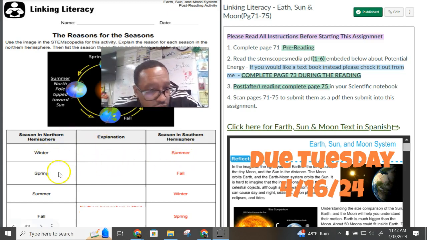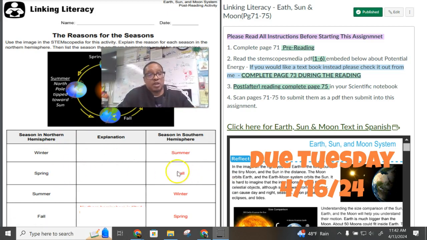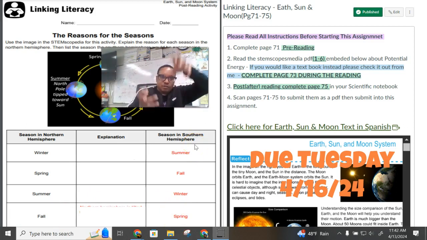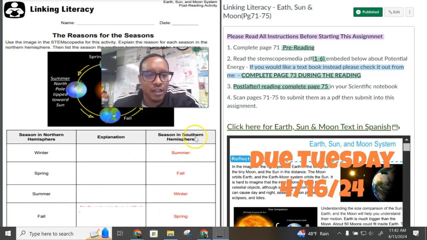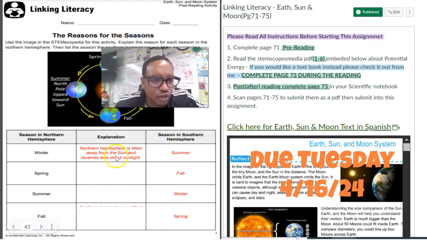So if it's spring for us, then it's fall for the people in the southern hemisphere, so South America. So when it's summer here in North America, it's going to be winter in South America. So when it's fall here in North America, then it's going to be spring there in South America. So again, since we're in different hemispheres, it's going to be the opposite, okay? And it has to do with, again, the tilt of the earth. So the explanation is northern hemisphere is tilted away from the sun and receives less direct sunlight. That's why there's winter in the northern hemisphere.